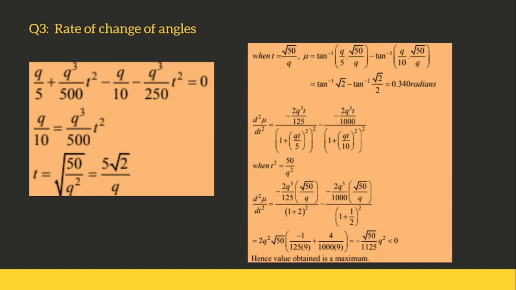So again you do the same differentiation, and you get minus 2q cubed t over 125 over (1 plus 2t over 5) squared, minus 2q cubed t over 1000 over (1 plus 2t over 10) squared. Then when t squared equals 50 over q squared, we can substitute our t inside, and that should prove that the entire expression is less than 0, because you will have the negative at the front. So that is how you can find that the value obtained is a maximum.